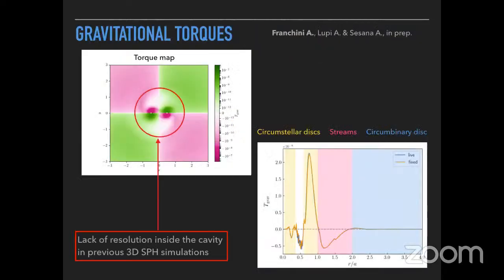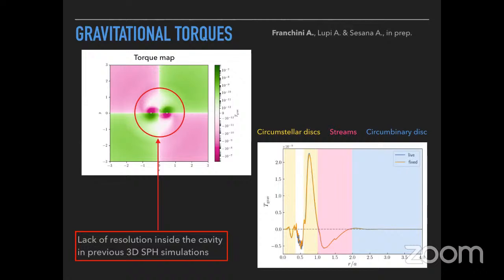So this basically shows the distribution of the gravitational torque in these systems. So you have the circumbinary disk, and the two binary components are the two white dots at the center. The magenta regions are the regions with negative torque, and the green regions are the regions with positive torque. And you can see that the binary is spinning counterclockwise.